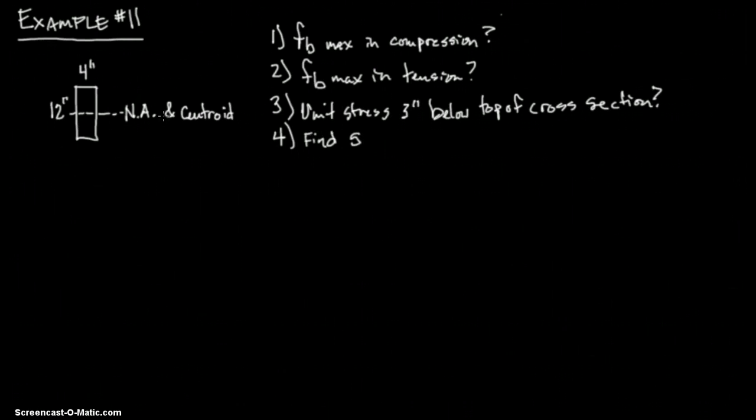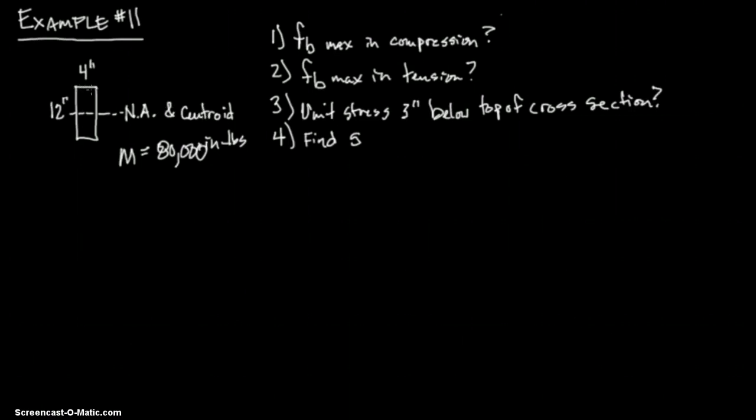First thing I want to say is here's our section. It's 4 inches by 12 inches. We also have to say what the moment is. The moment equals 80,000, and they put it in inch pounds, which is fine. But the first thing I want to point out is the neutral axis and the centroid.